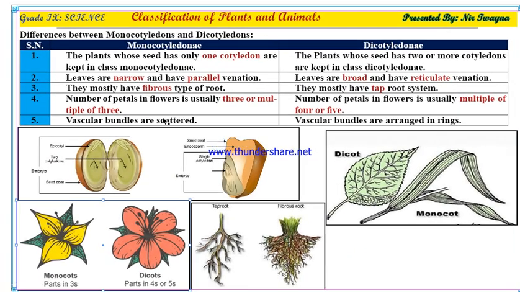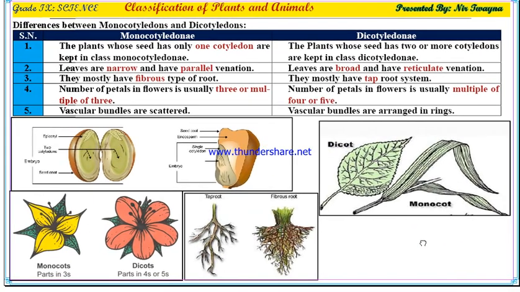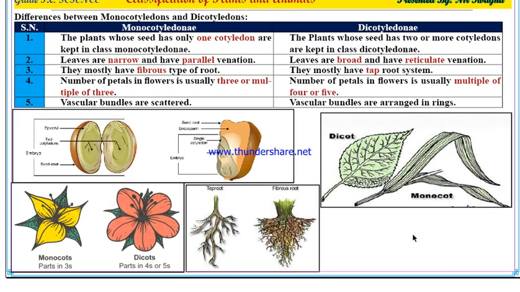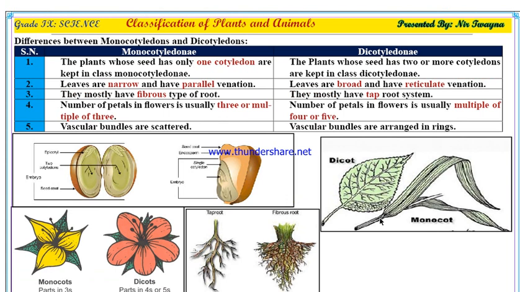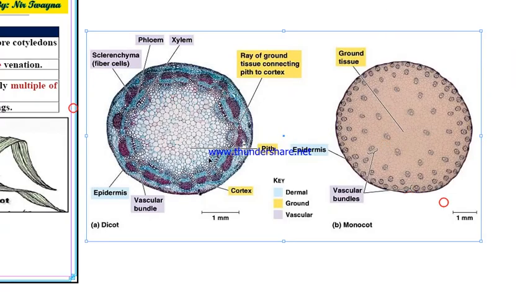Next, the vascular bundles are scattered in one and arranged in rings in the other. I have told you about vascular bundles previously. Yes, a vascular bundle is the bundle which contains xylem and phloem and which transports water and minerals. In case of monocot plants, the vascular bundles are not arranged properly. They are just scattered throughout the stem. But in dicotyledon plants, vascular bundles are arranged in rings. Shall I show you? You can look at this diagram.